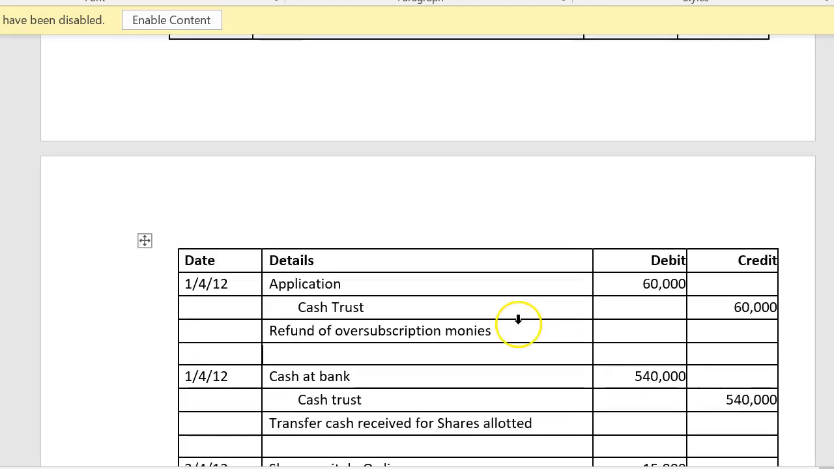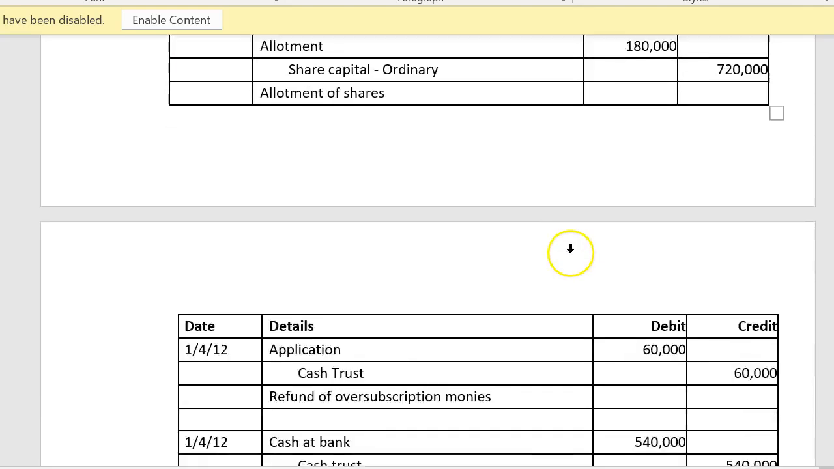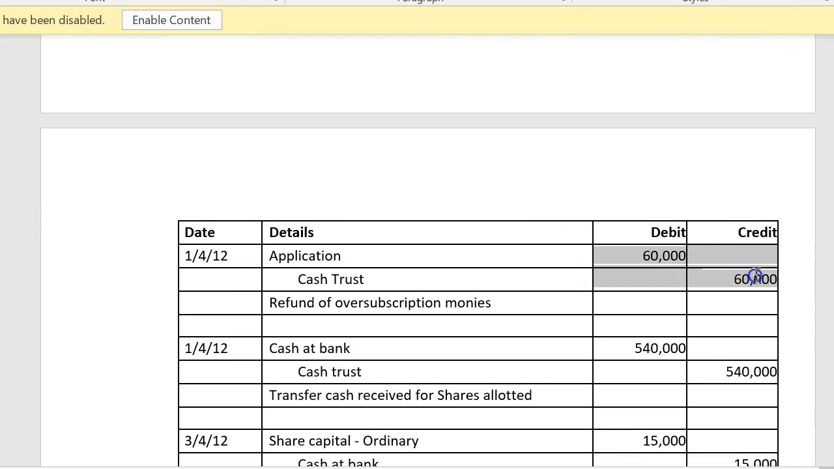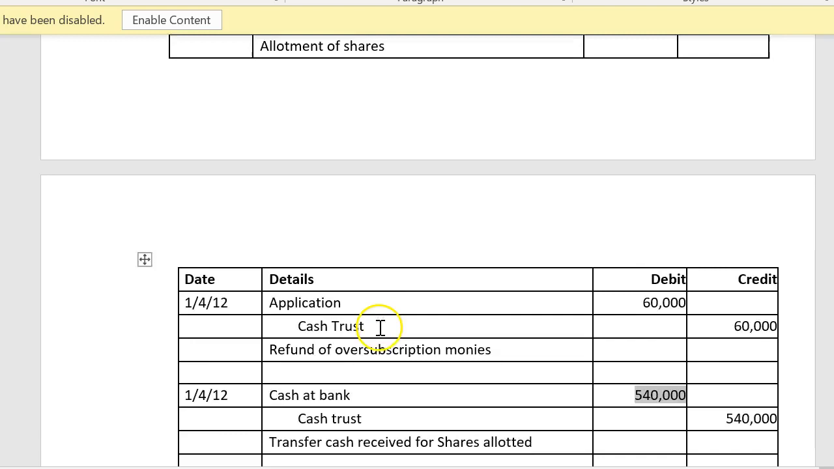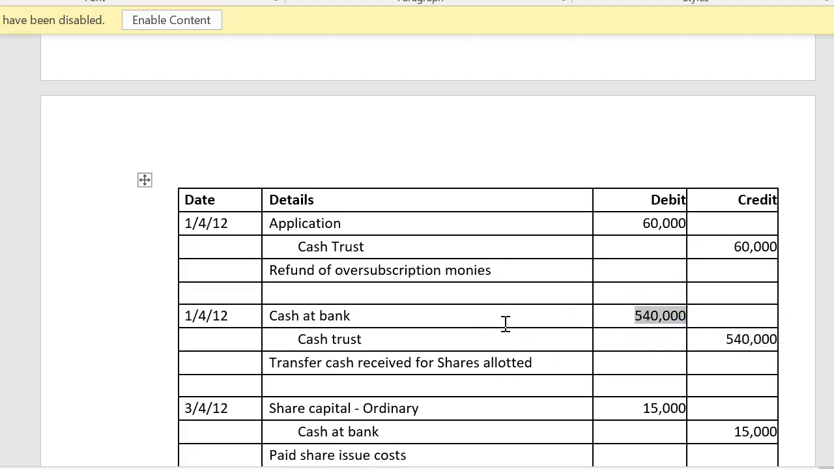So how much money is held in the cash trust now? Initially they received 600,000 and they refunded 60,000. So they have 540,000, which they can transfer to cash at bank as they have finalized the share issue. So they can transfer $540,000 from cash trust to cash at bank. Keep that in mind.